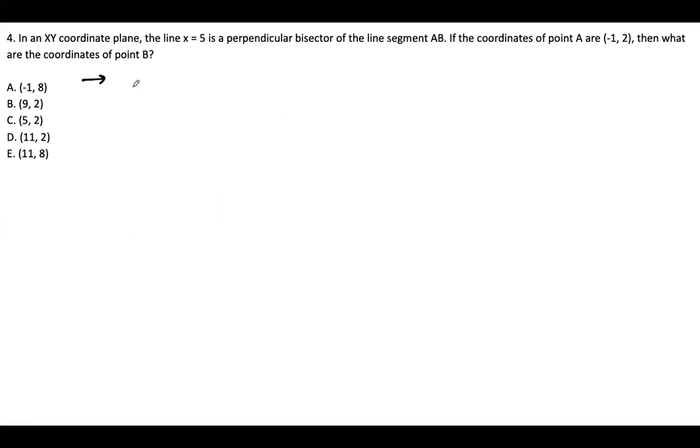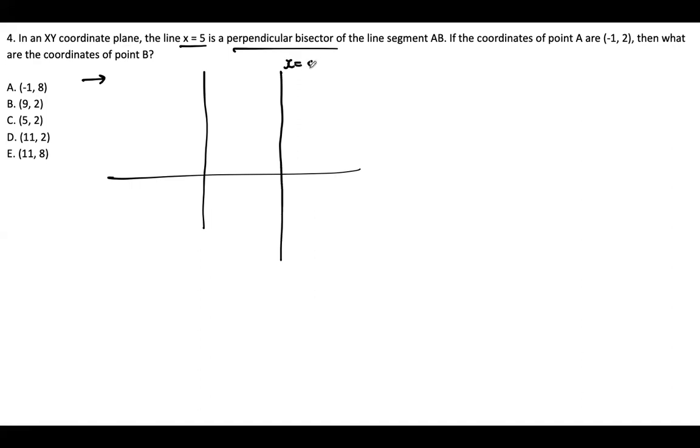Shashank, go for question number 4. Yes, sir. In an xy coordinate plane, the line x equals 5 is a perpendicular bisector of the line segment AB. Okay, so x equals 5 would be somewhere here. What is a perpendicular bisector? It means dividing into two equal parts, so this line divides a certain line into two equal parts.